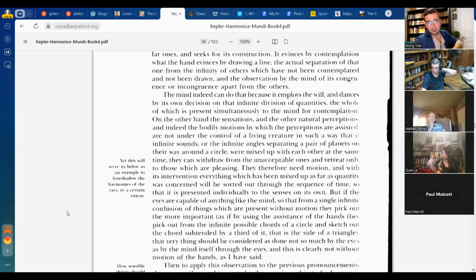But if the eyes are capable of anything like the mind, so that from a single infinite confusion of things which are present without motion they pick out the more important, as if by using the assistance of the hands they pick out the infinite possible chords of a circle and sketch out the chords subtended by a third of it, that is the side of a triangle, that very thing should be considered as done not so much by the eyes as by the mind itself through the eyes. And this is clearly not without motion of the hands, as I have said.